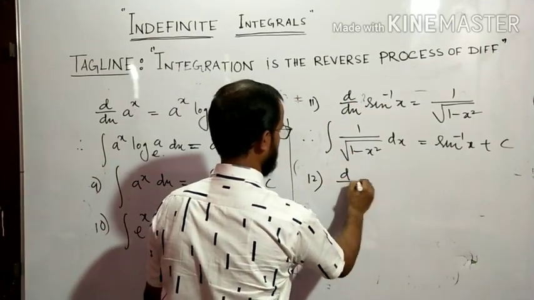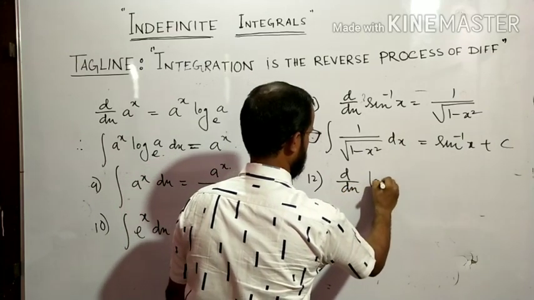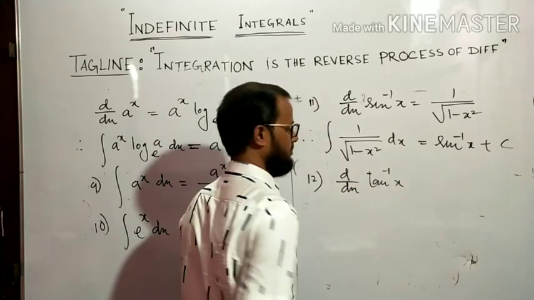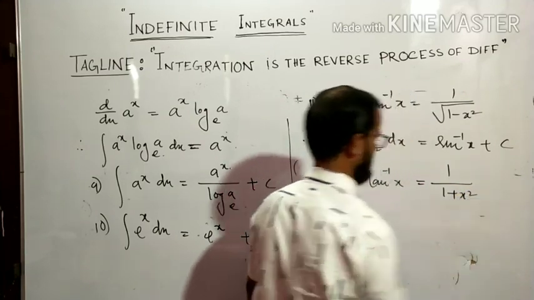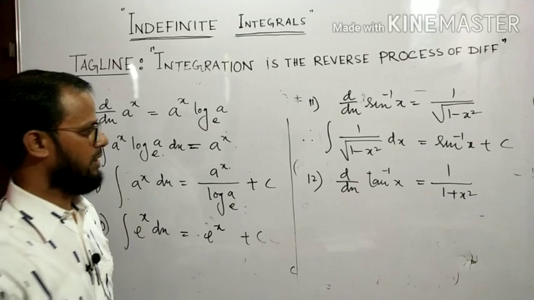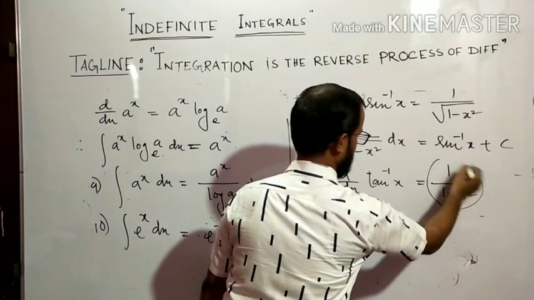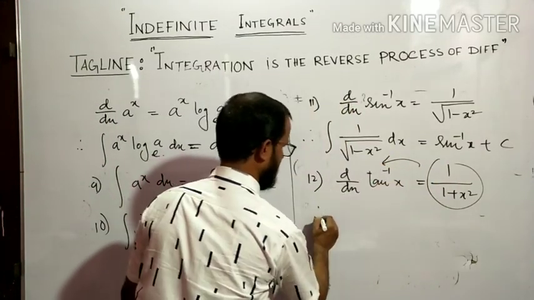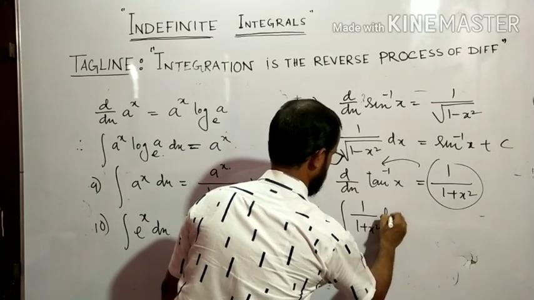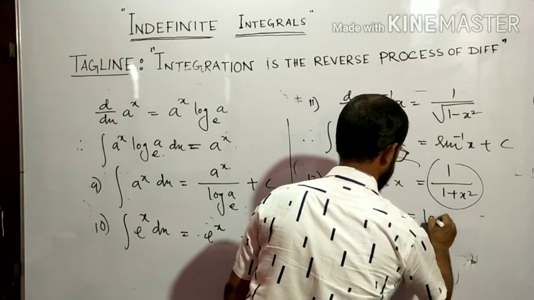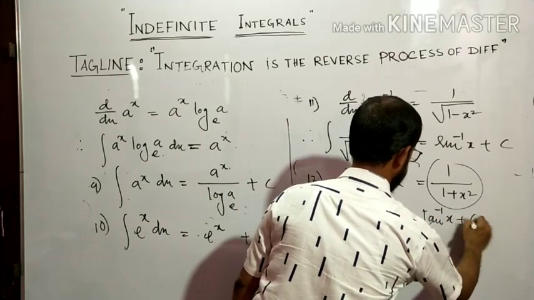Also you know d/dx of tan inverse x is equal to 1 by 1 plus x square. You got this particular formula. So what is the integration of this? Integration of 1 by 1 plus x square dx is equal to tan inverse x plus c.